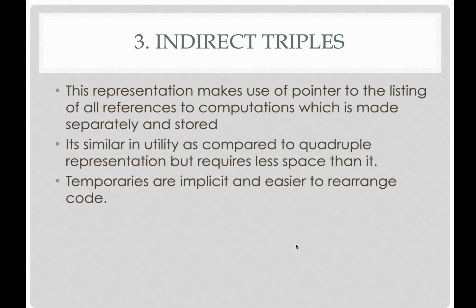which is stored in a. Coming to the indirect triples, this representation makes use of pointers to a listing of all references to computation, which is made separately and stored. It is similar in utility to quadruple, but in the indirect triples representation it requires less space than the quadruple representation. Temporaries are implicit and it is easier to rearrange the code.